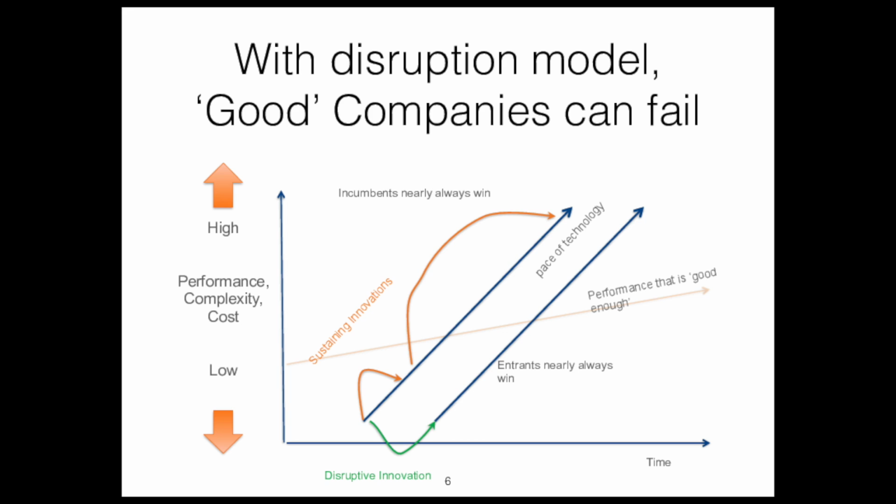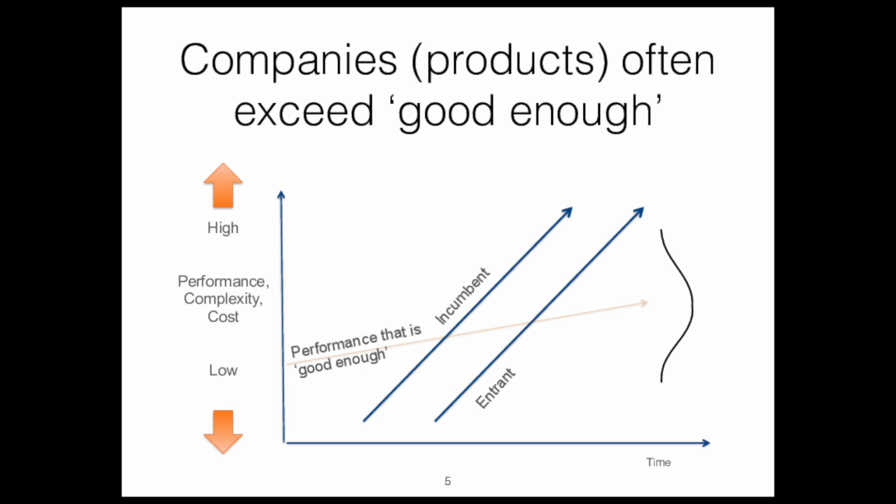Right. So you remember this distribution that I talked about earlier? This little curve right here? So the idea is that if you're higher on this curve, you're going to want the higher performance and the higher complexity and cost. If you're down here, you'll choose the lower performance, lower complexity and cost product. And this performance that is good enough is indicating the mean of the distribution.